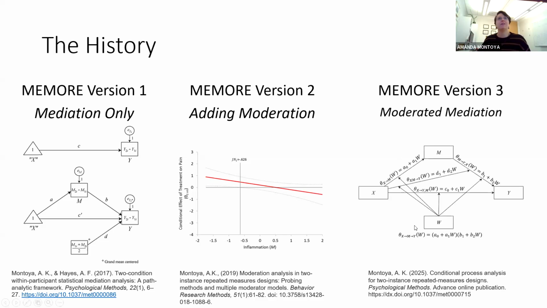So today we're talking about version 3 of MEMORE, and this incorporates conditional process analysis, or moderated mediation. The newest version allows for moderation of any of the paths in a mediation model by a single between-subjects moderator. So there's a lot of asterisks around this. Obviously, there's not every single moderation or moderated mediation model that we could have, but it's a pretty big step in terms of functionality.